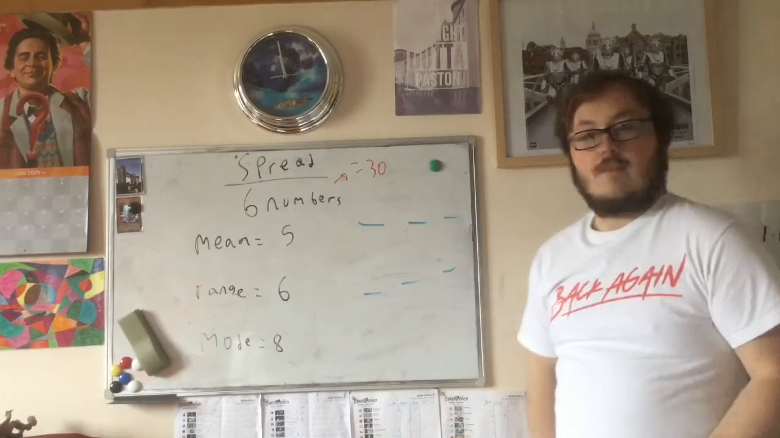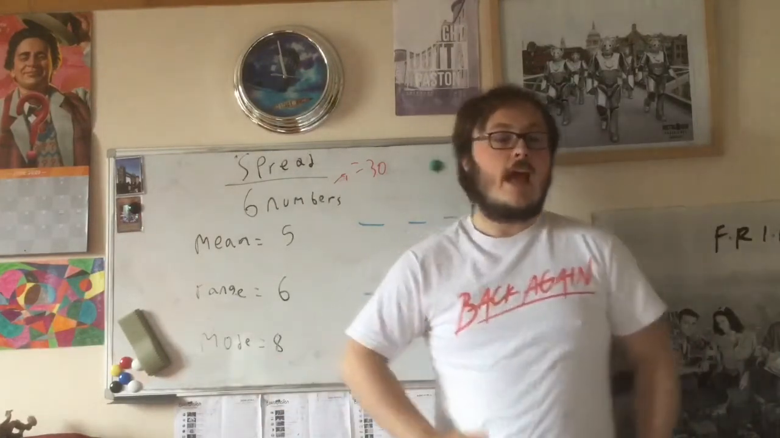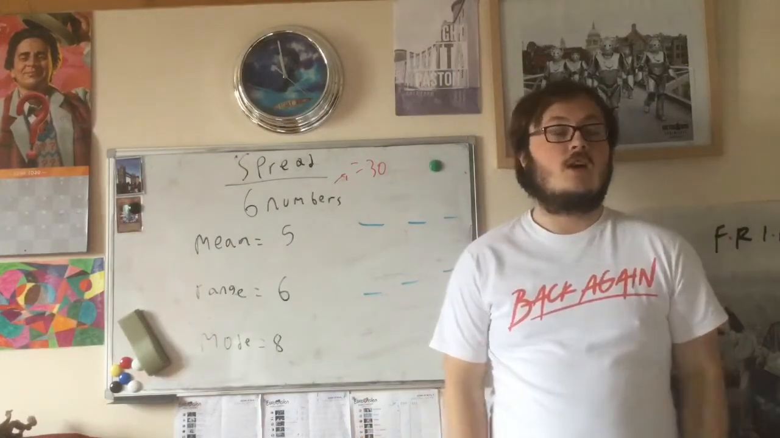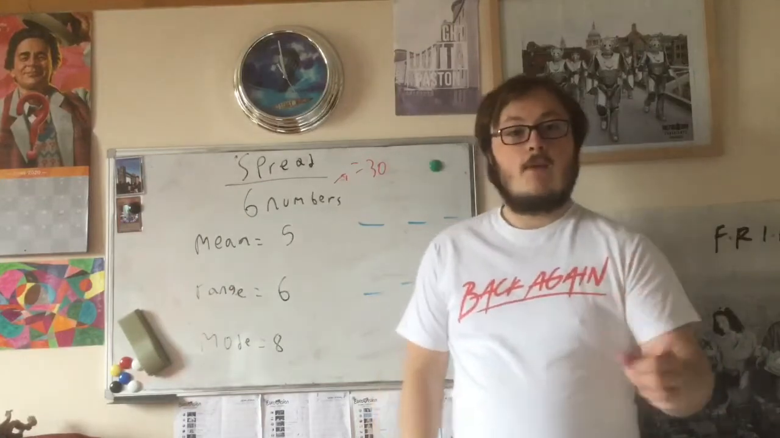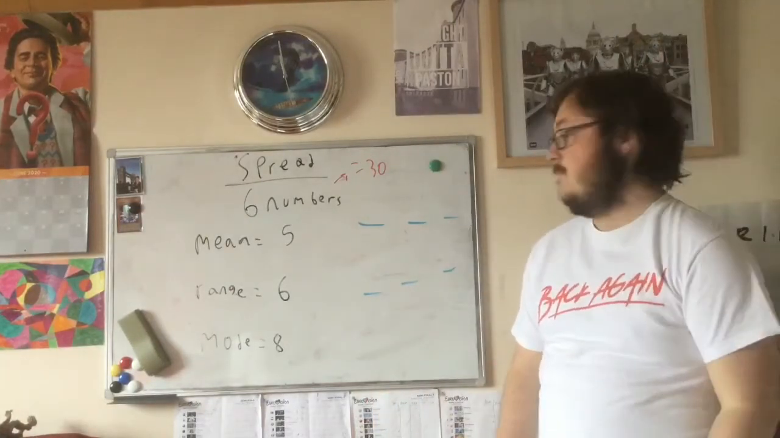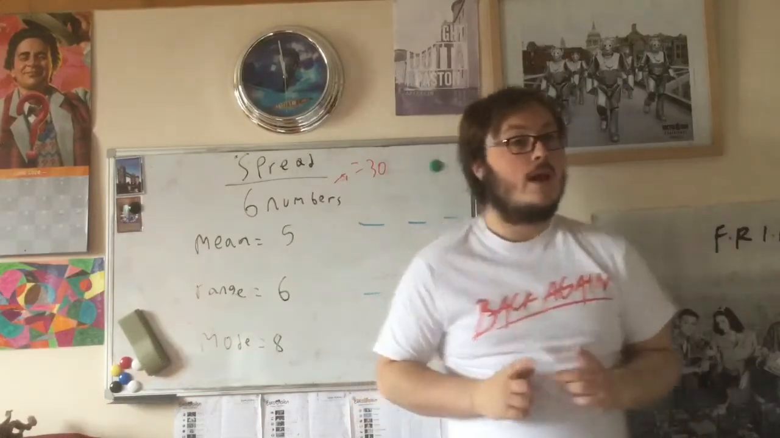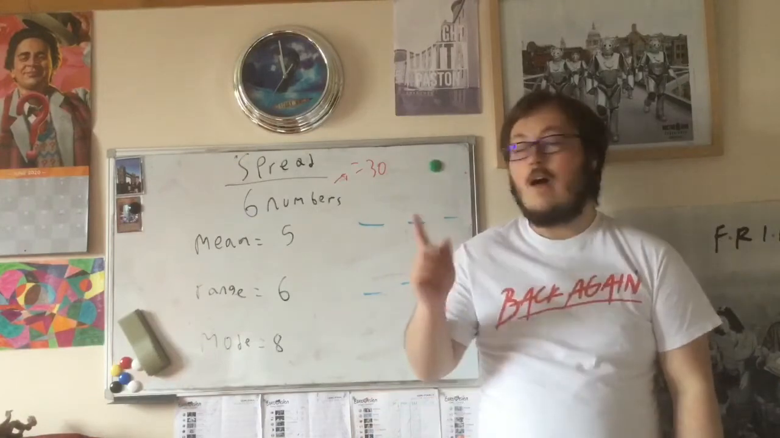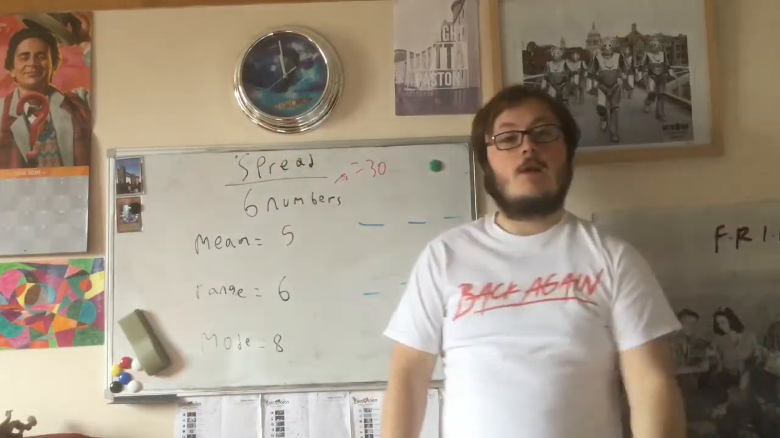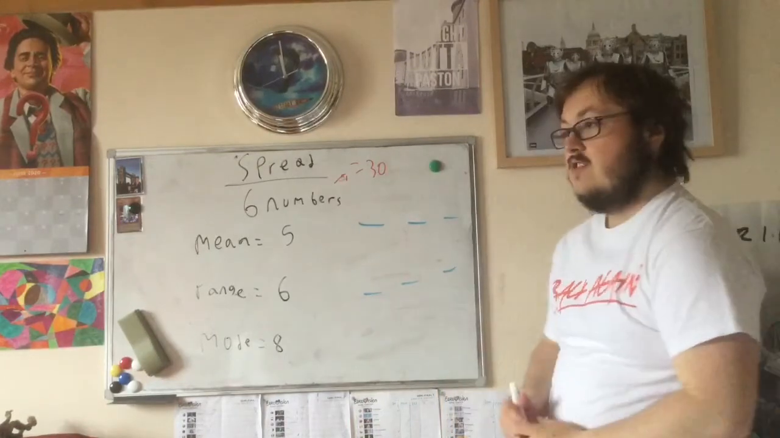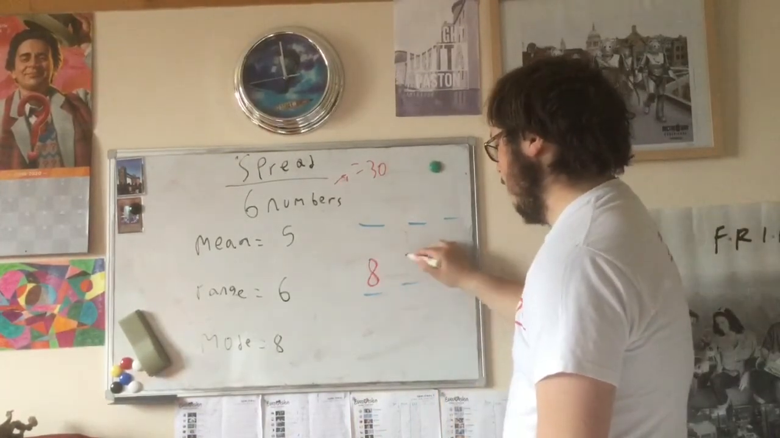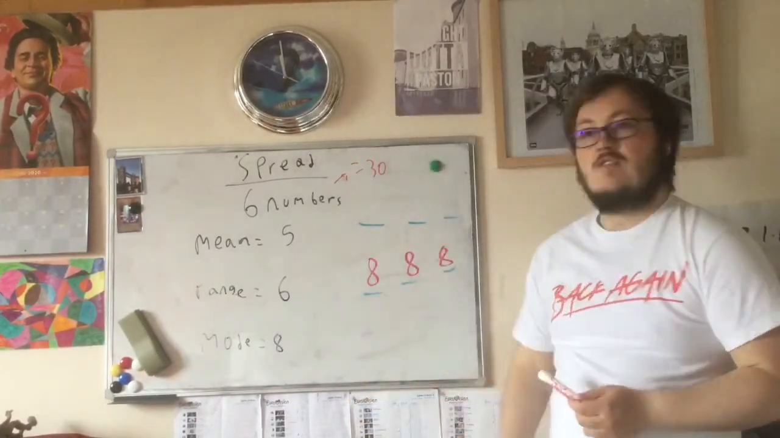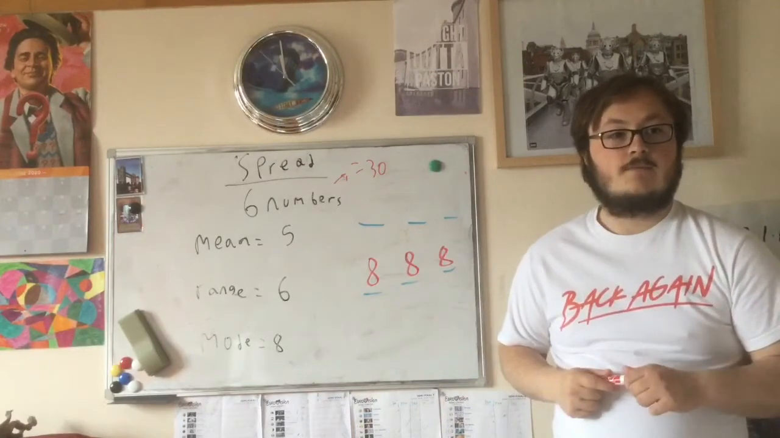The second thing that we have to know is that our mode has to be 8, which means it doesn't matter how many times we include other numbers, but 8 has to appear the most times. Now, 8 can only appear a maximum of 3 times in this. The reason why? Because if it appears 4 times, then it means the total will be 32, which is higher than 30. So 8 can only appear a maximum of 3 times. So I'm going to write 3 8s on here. 1, 2, 3. So I have a guaranteed answer that 8 will be the highest.